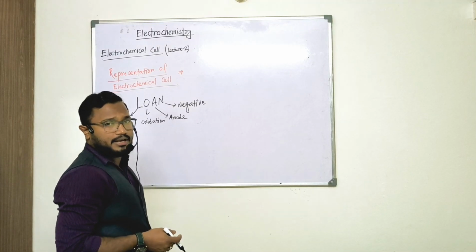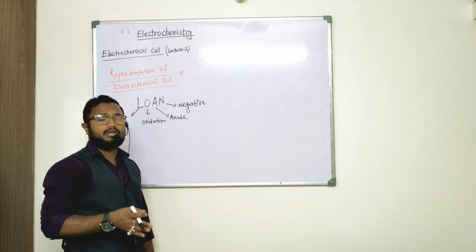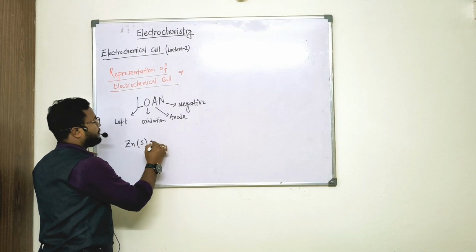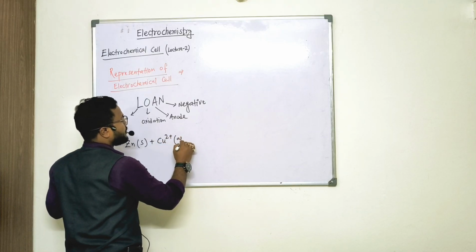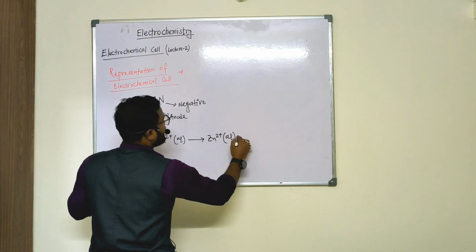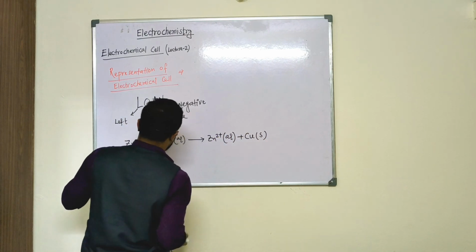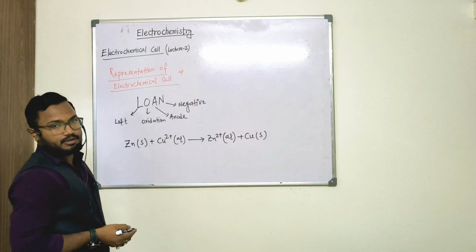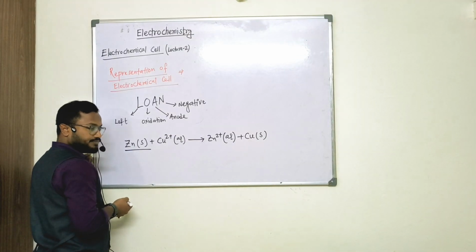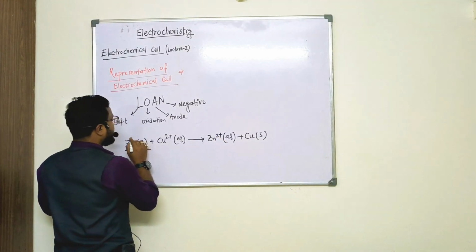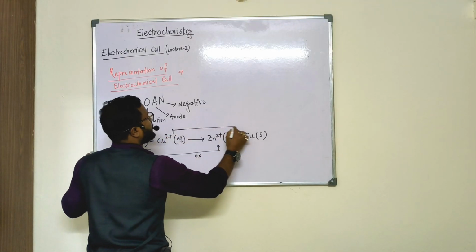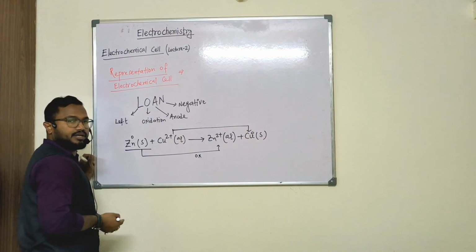So how can we represent the reaction? The previous day we read the reaction of zinc and copper. Let's recall the reaction. Zn solid plus Cu2+ aqueous gives Zn2+ aqueous plus Cu solid. Now how is this cell reaction represented? Zinc is solid and it is being oxidized, 0 to +2, so oxidation is happening. Cu2+, +2 to 0, so reduction is happening.